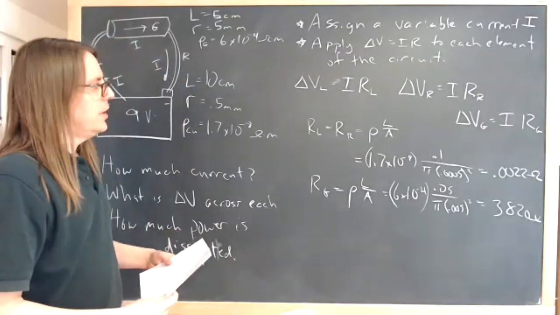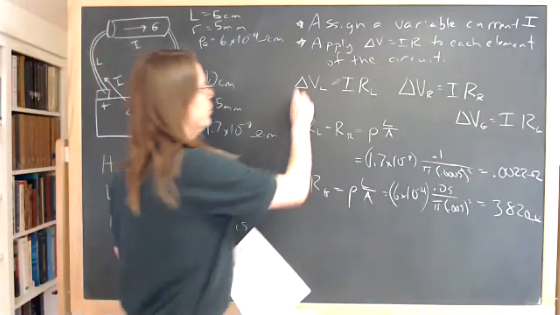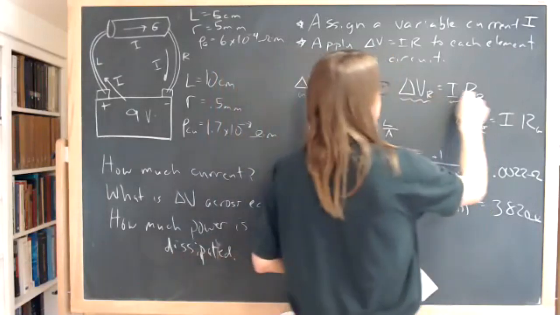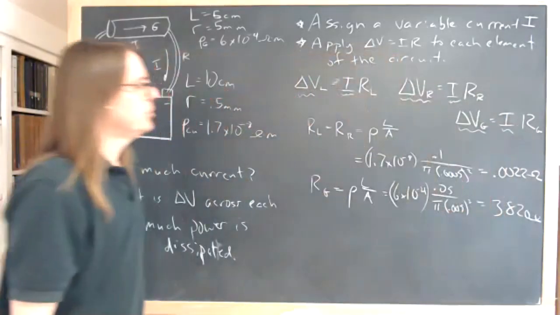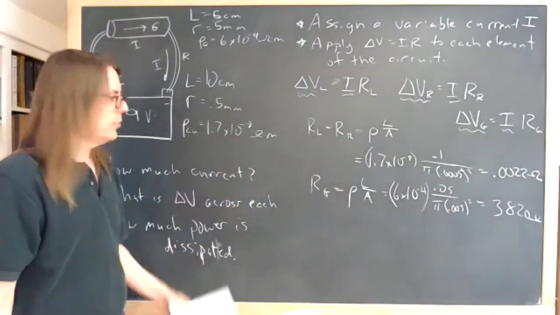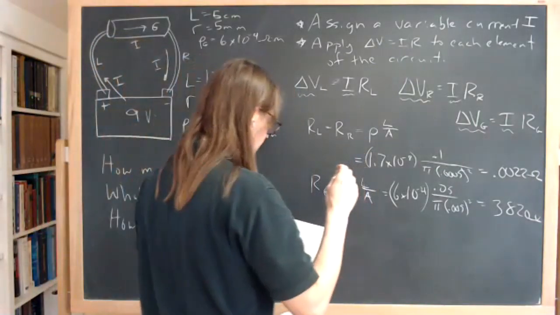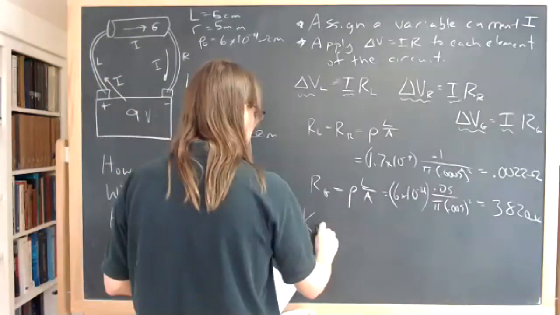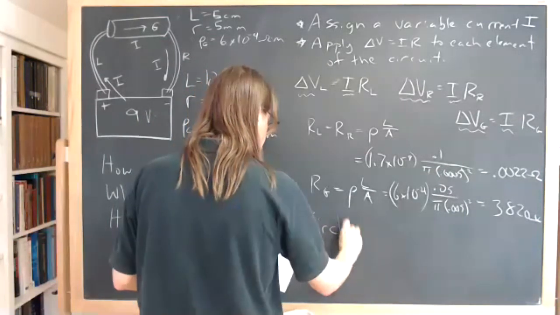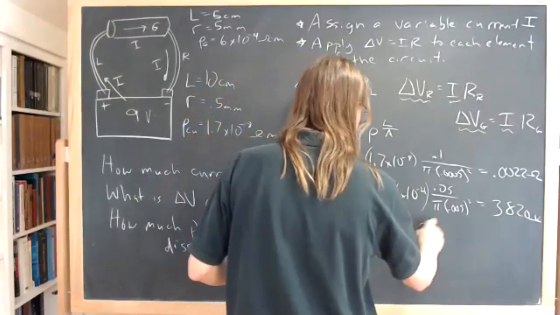So now we have a bunch of equations and a bunch of unknowns. We don't know any of these V_L, V_R, V_G, and we don't know the I, although it is all the same. So it appears to me that we have four unknowns, and we have three equations. We need one more equation, and we're going to get it from the Kirchhoff loop rule. I will say it in the American way, the Kirchhoff loop rule.